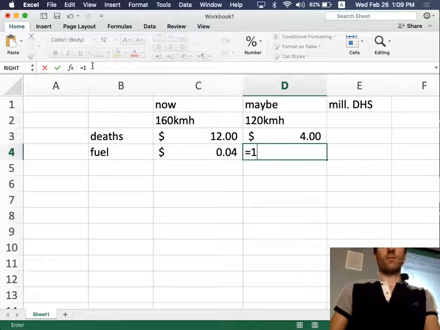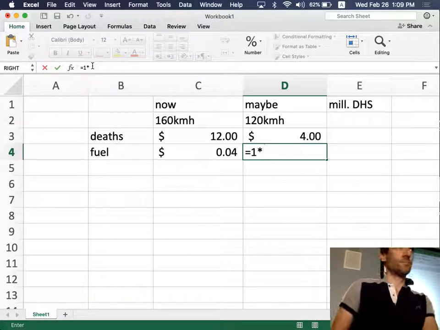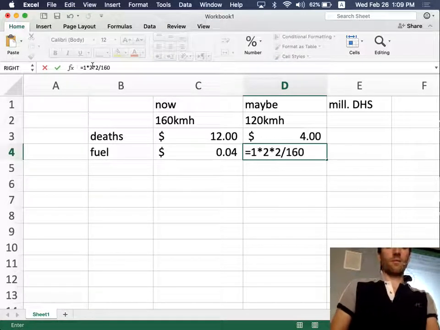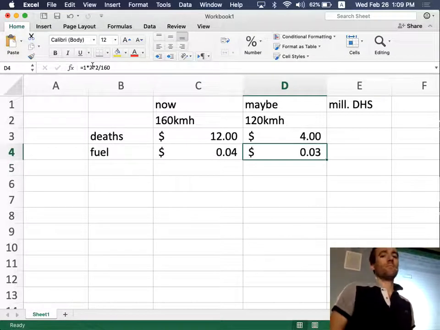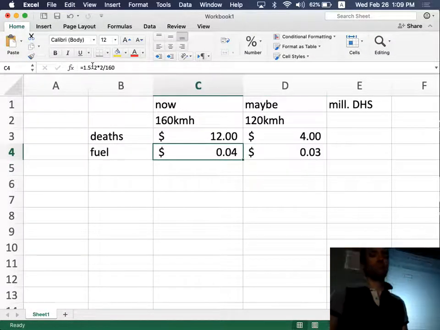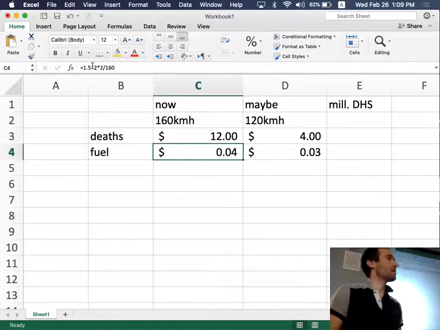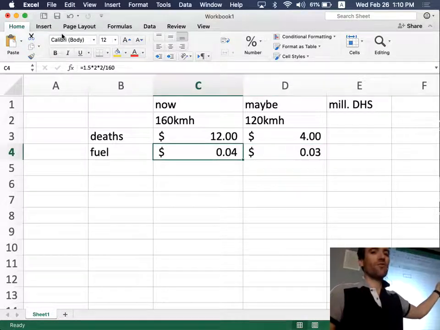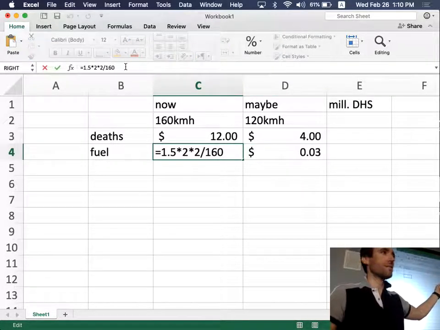Equal 1 multiplied by 2 divided by. Why did we put 1 here and 0.5 over there? It's more, so here it will be less. Like this. Everybody agree? It's 50% more? So the cost of fuel is not very high, isn't it?